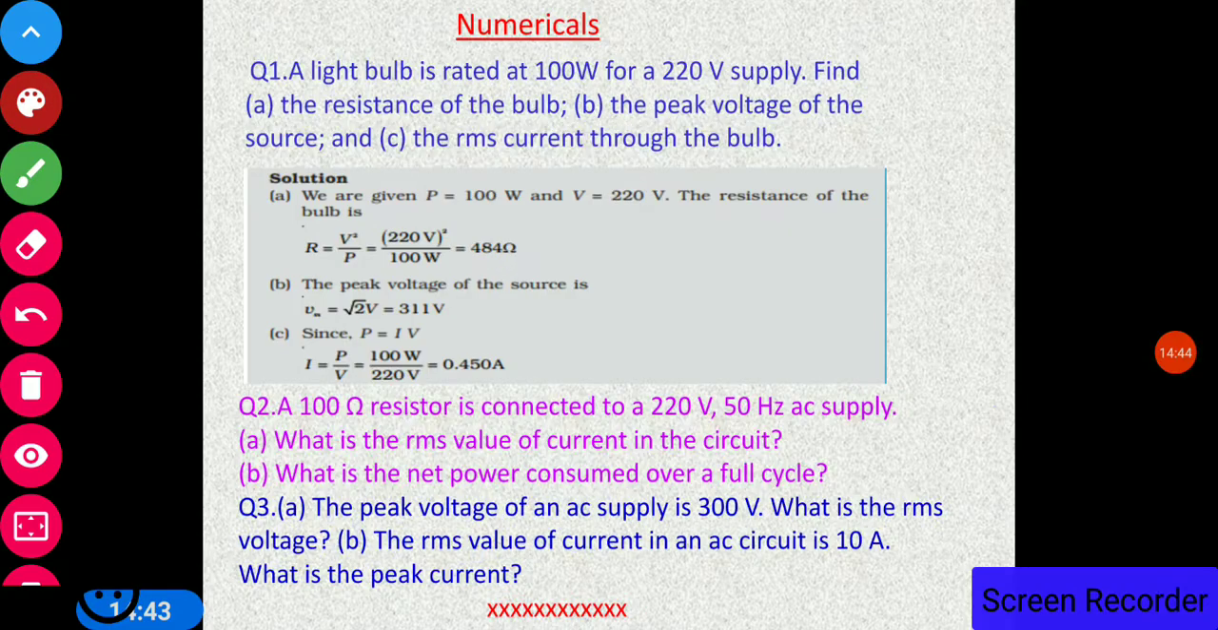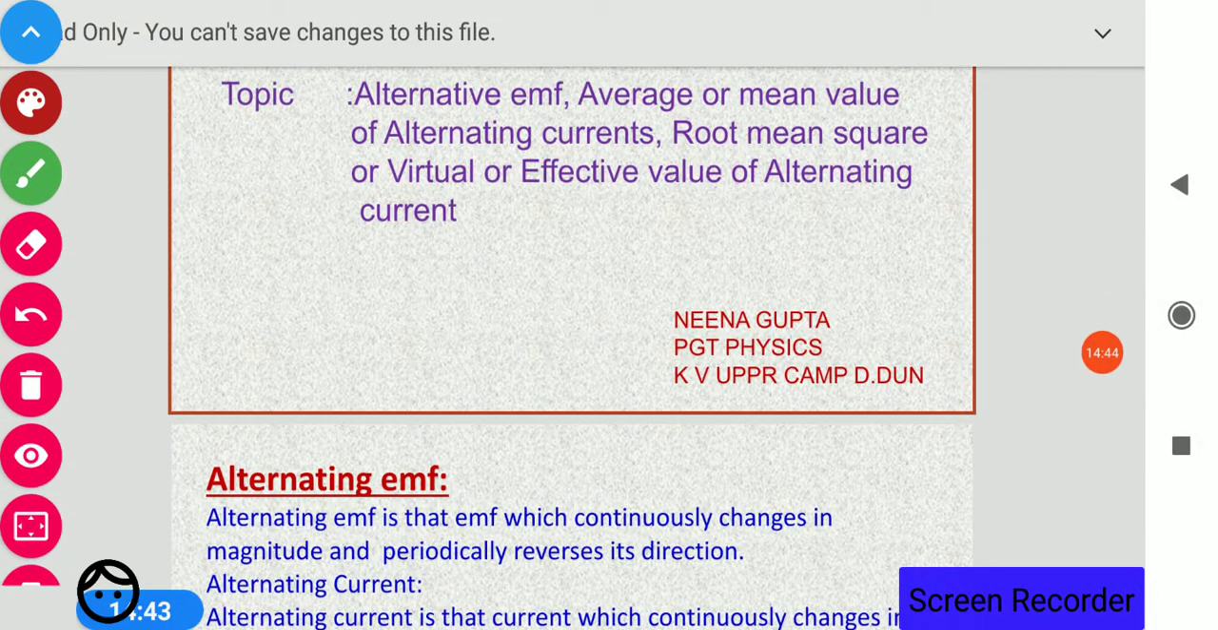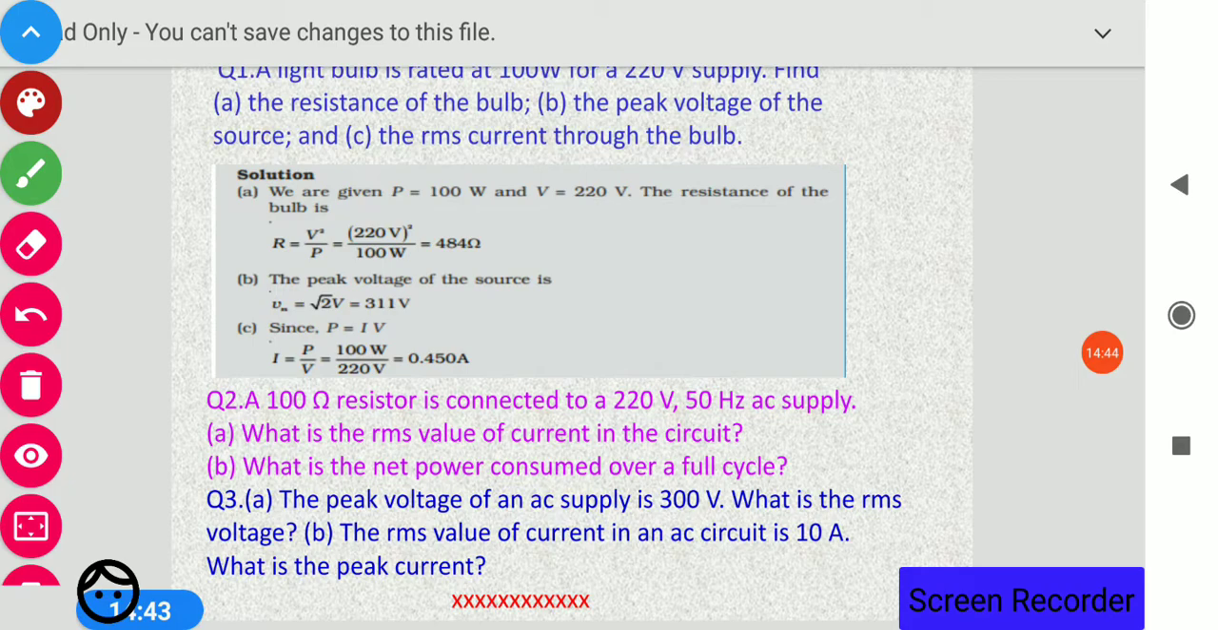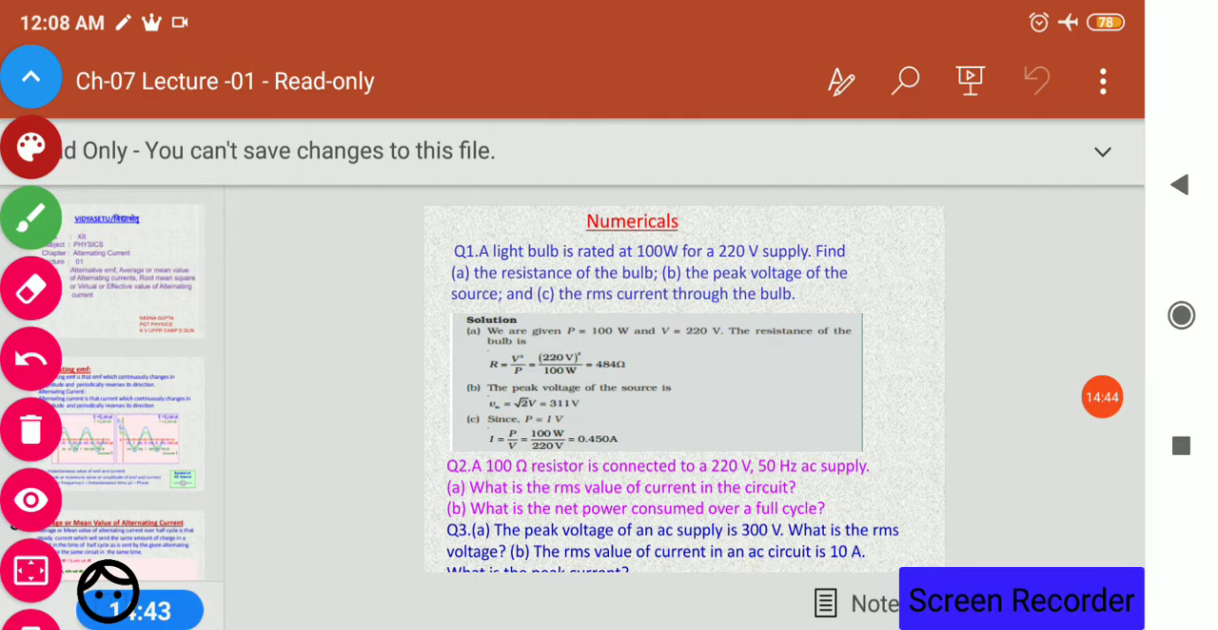So from these relations we can find out the different values. On the basis of these, two numericals are given, try to solve them yourself. Okay. Thank you.